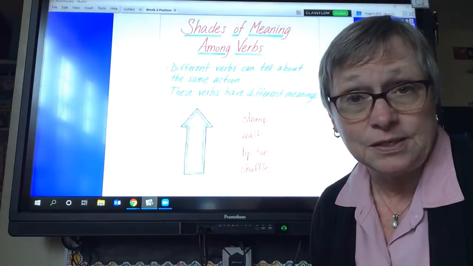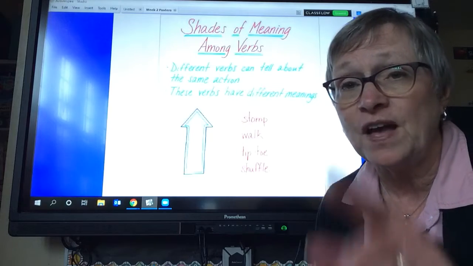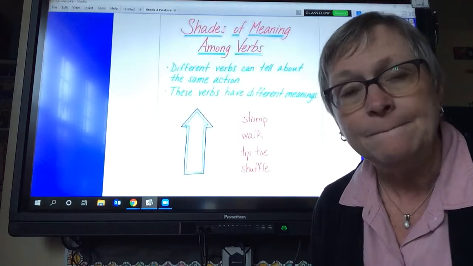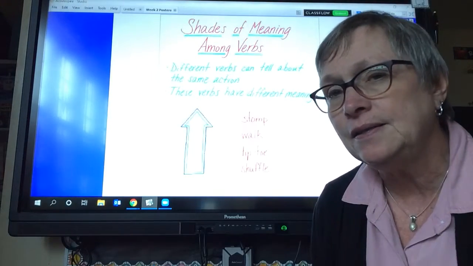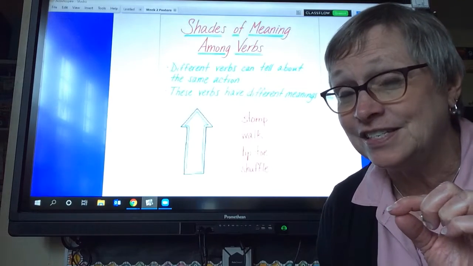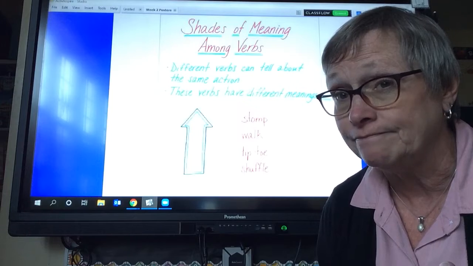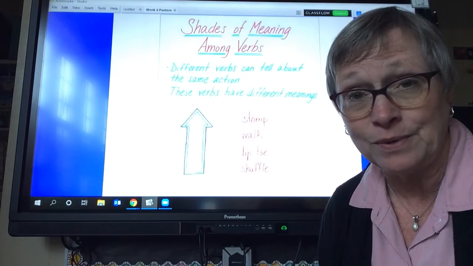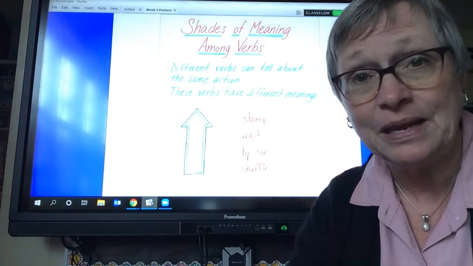So when you're reading today, what I would like you to do is find those action words. Maybe think, why did the author use that action word instead of a different or similar one? So go ahead and have fun with your reading today. Maybe 10, 15 minutes. All right.